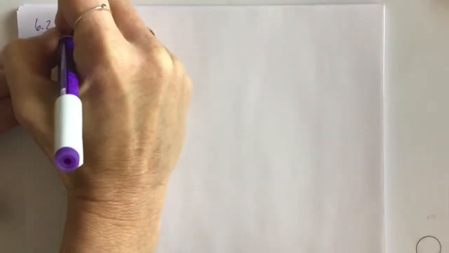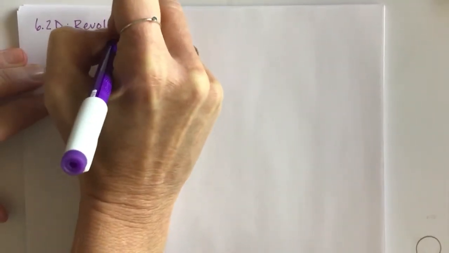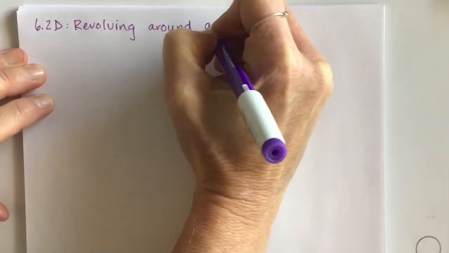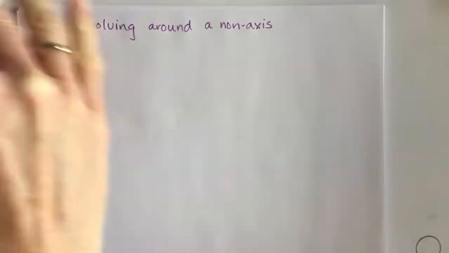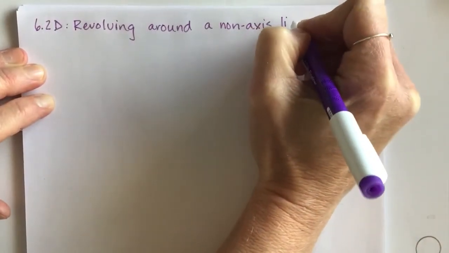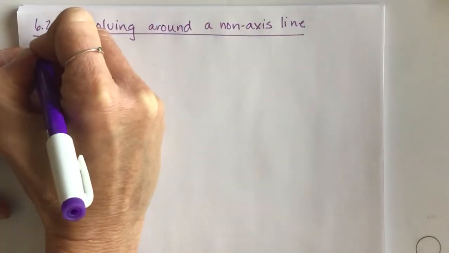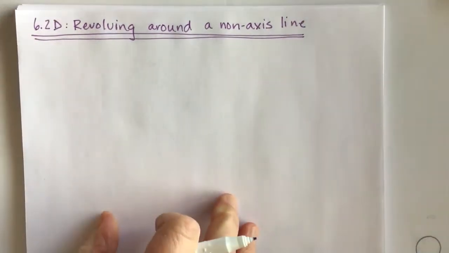Good afternoon. We are going to do 6.2D and we're going to revolve. We're going to do volumes of revolution still, but now we're revolving around a non-axis line. So we haven't done this before. We've always had our axis of revolution be the x or y axis, and now we're going to move that axis of revolution.